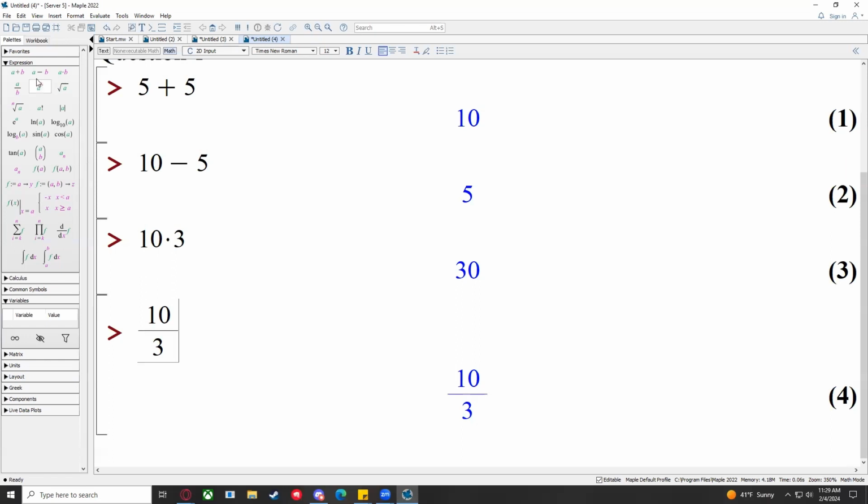All right, so moving on. Let's say we're doing an exponent.